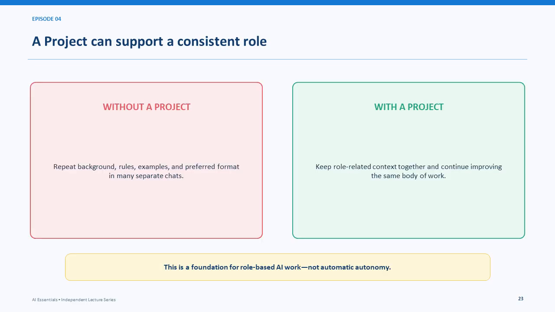A continuing project can support a consistent role. Without a project, you may need to repeat background information, rules, examples, and format requirements in each conversation. With a project, that context can stay together and improve through continued work. This is a foundation for role-based AI support, but it is not automatic autonomy. The user still directs and reviews the work.